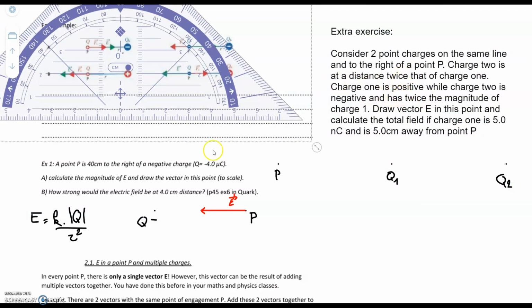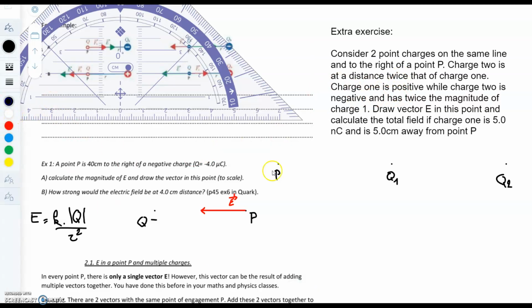Charge 1 is a positive charge. Charge 2 is a negative one. Alright, so we'll just fill in that this one's positive and this one is negative in this case. And it has twice the magnitude of charge 1 in this case. So this one is twice as strong as the first charge.